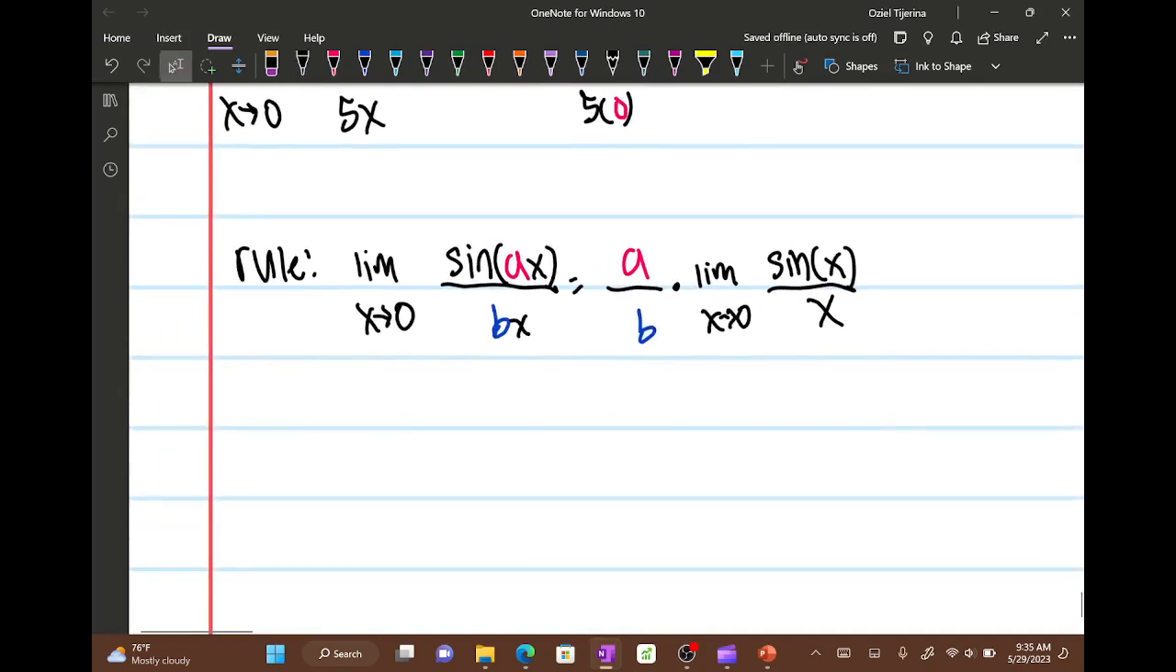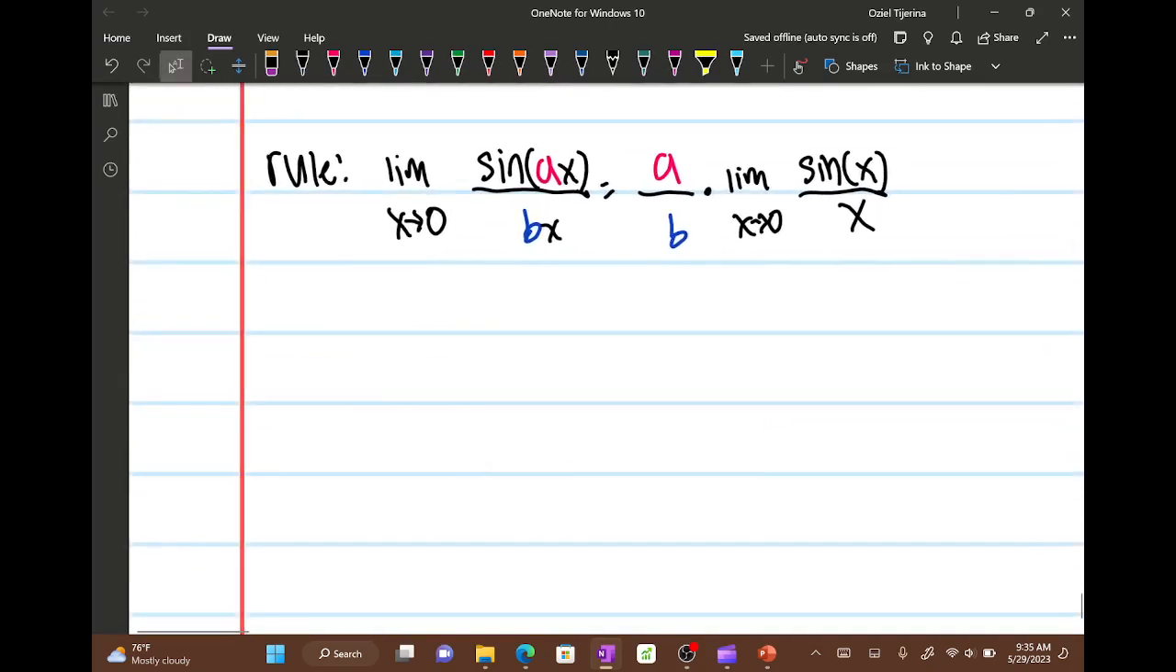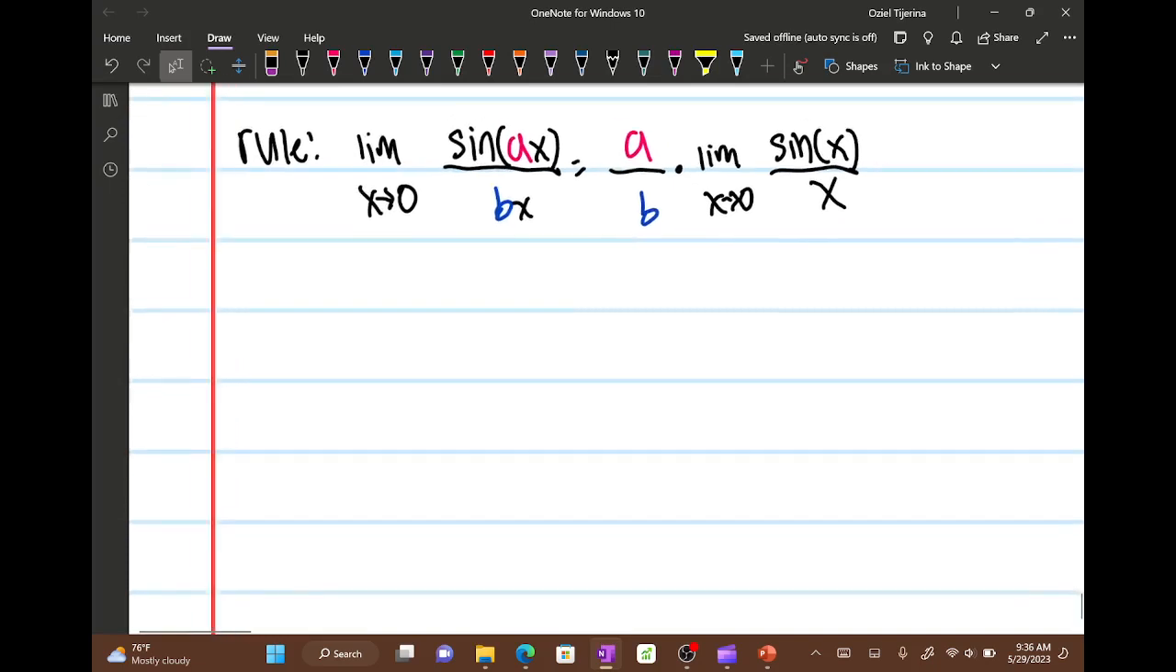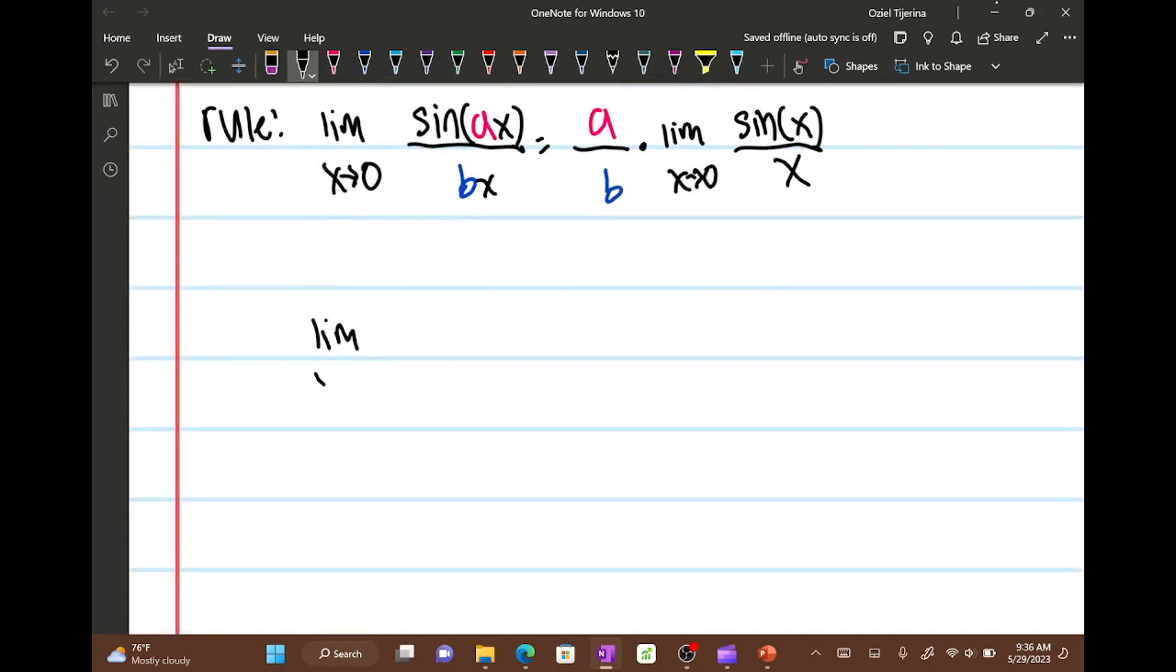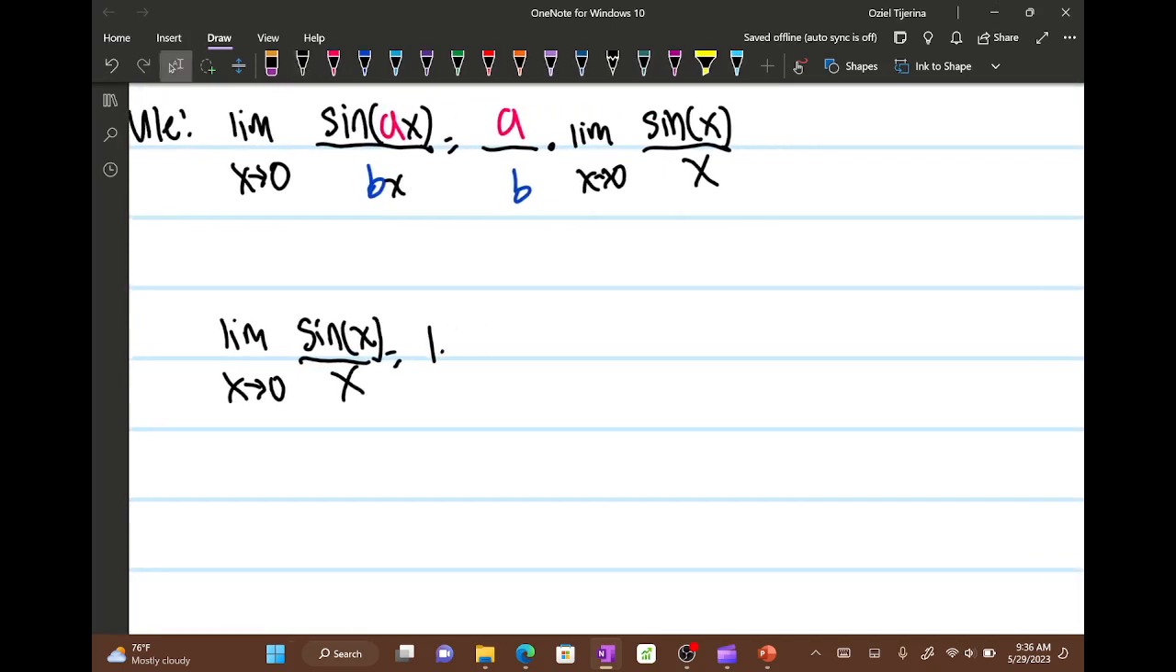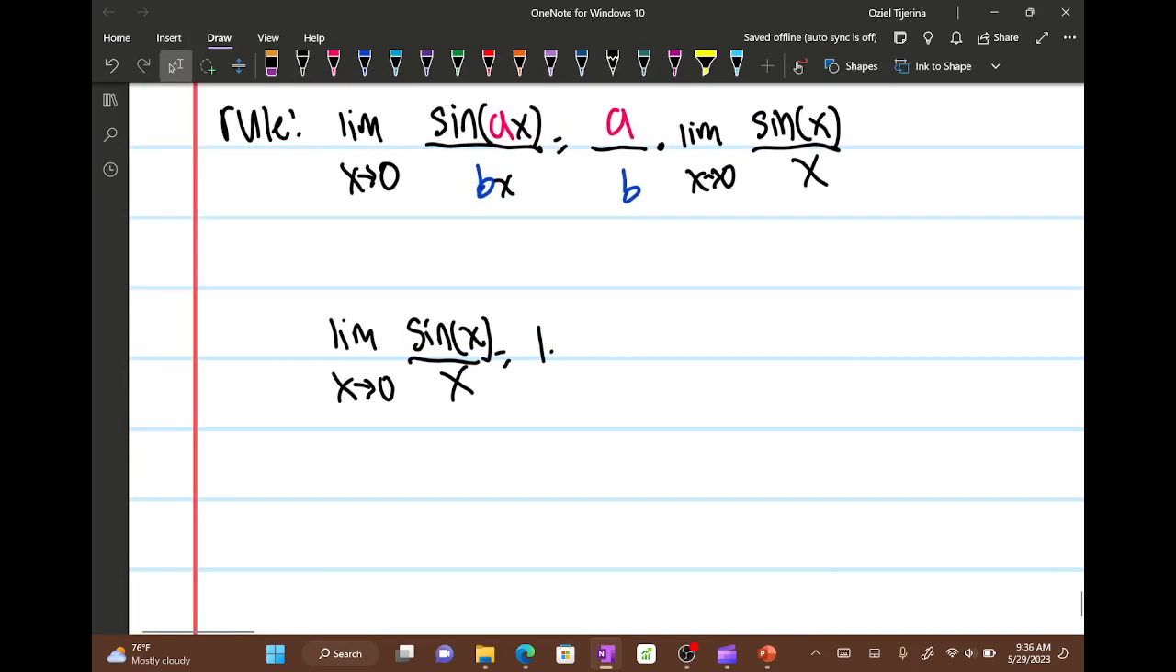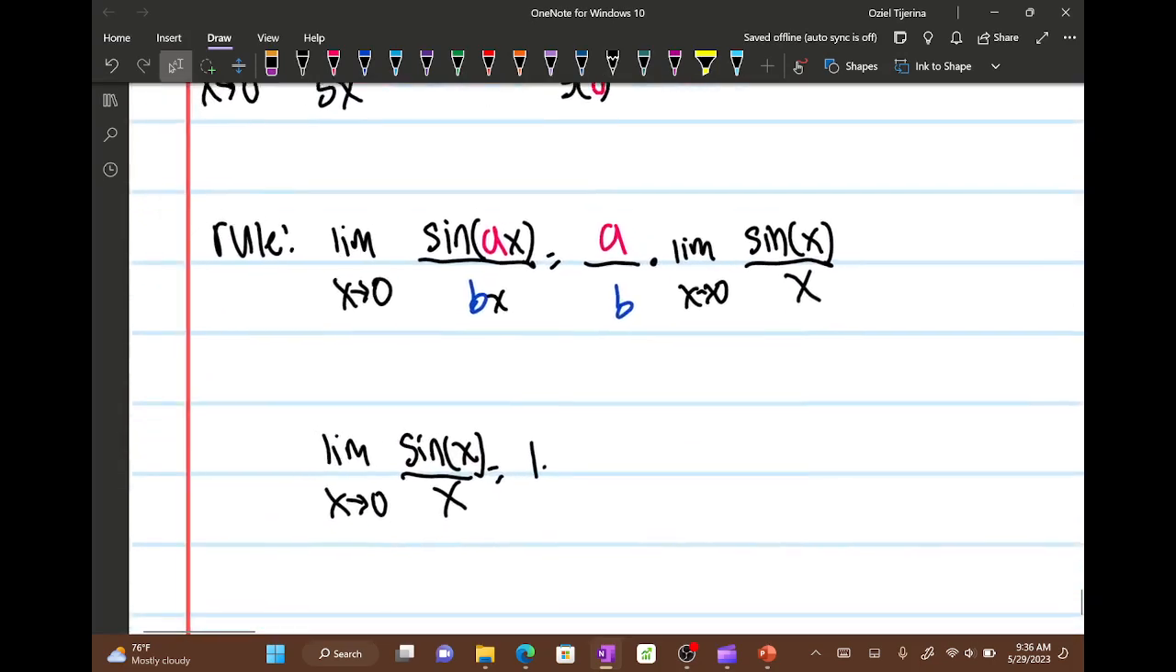And I can't really show you guys how, because I would try to see, using a table, what the limit is of sine of x over x as x approaches 0. But I'm just going to give it to you guys for reference. So actually the rule is that the limit as x approaches 0 of sine of x over x is just going to be 1. For this example, that's what I'm going to do here.